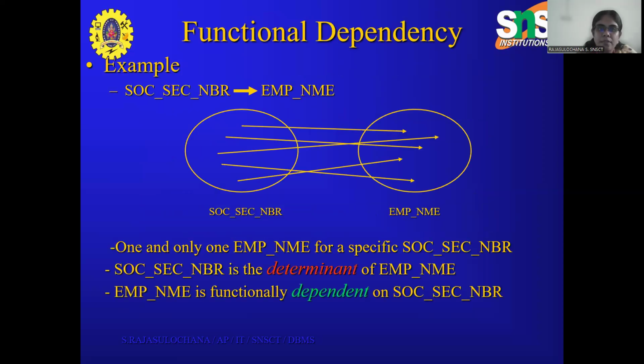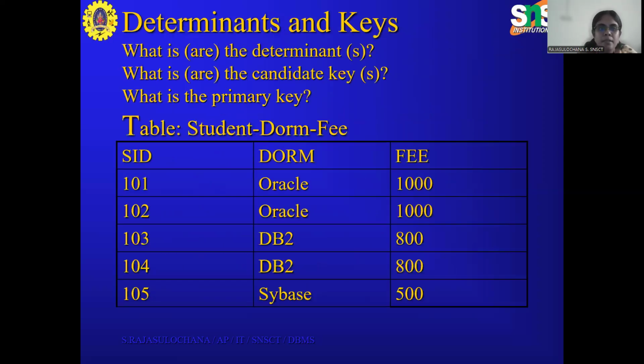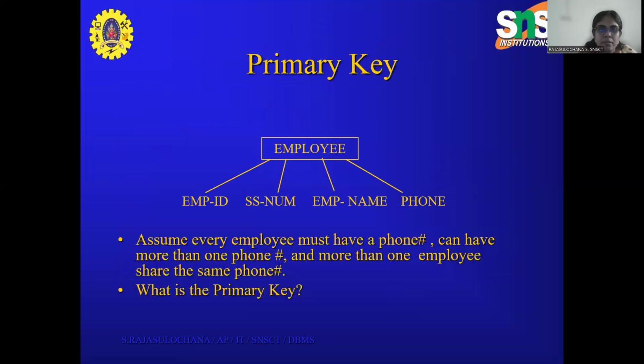This is the definition of functional dependency, and this shows the Venn diagram of any functional dependency. The left-hand side attribute is the determinant attribute, whereas the right-hand side attribute is the dependent attribute. In this case, employee name is dependent on SOCSEC NBR. These things we have discussed earlier.